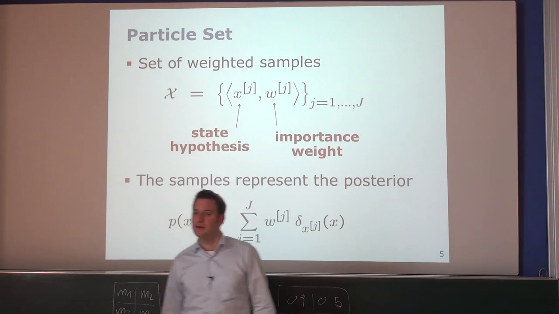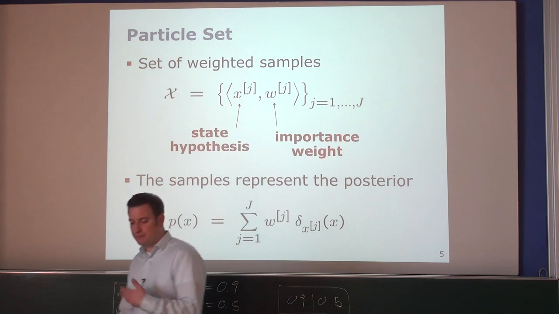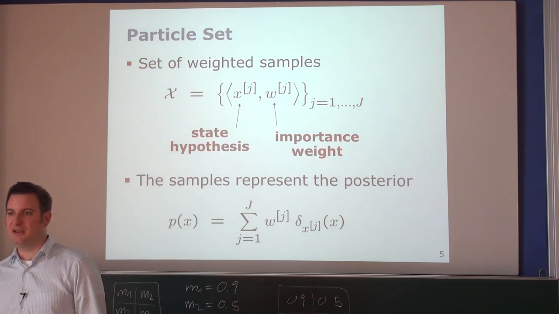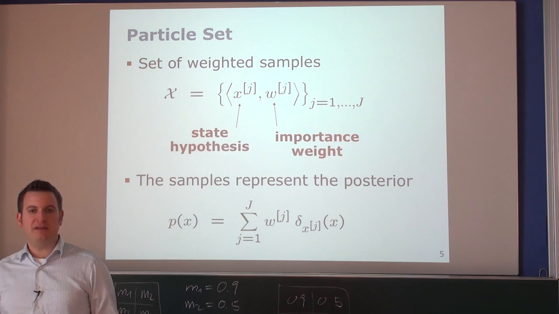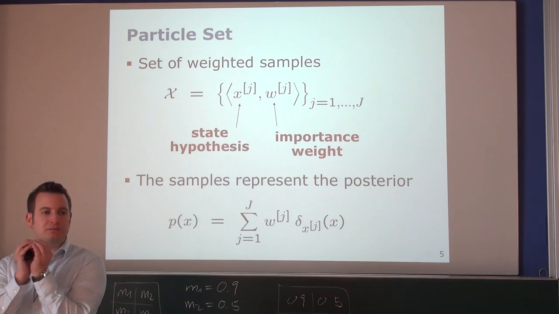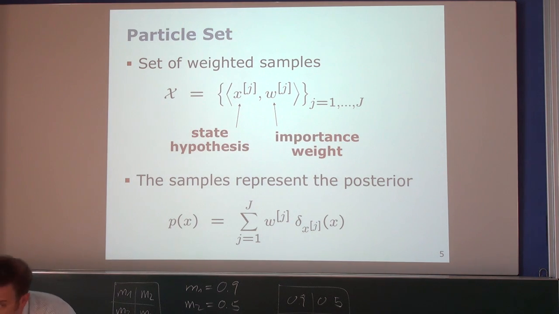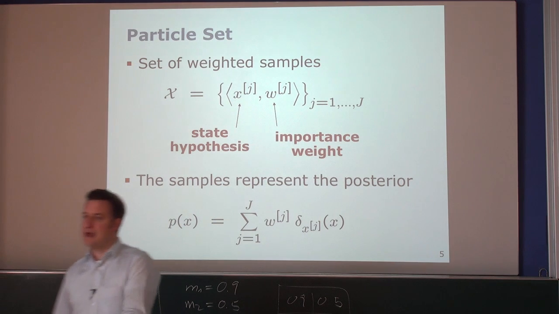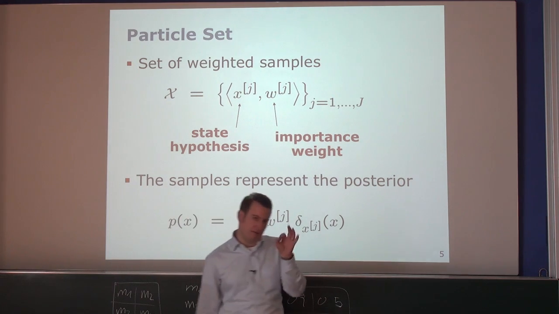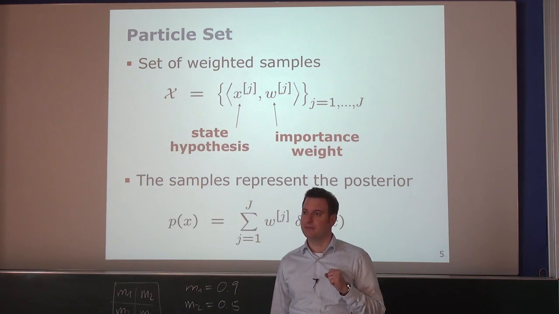That's the key idea. If you want to compute my probability distribution out of this sample set, just say, okay, what's the probability that the true state is within a small region? Just look into that region and count the number of samples that are in. The higher the number of samples, or the higher the weight of the samples in there, the higher the probability that the true state lies within that small area.